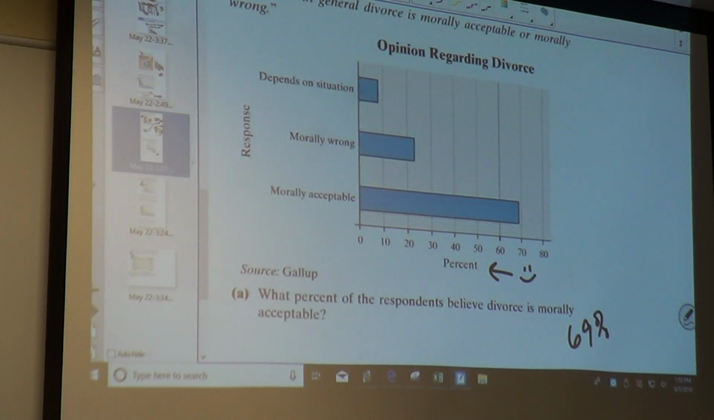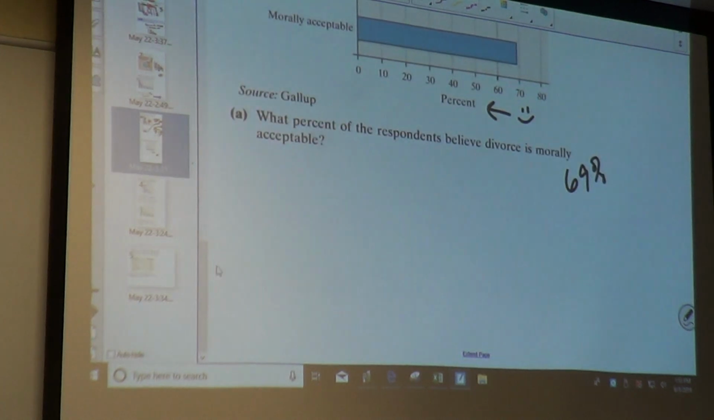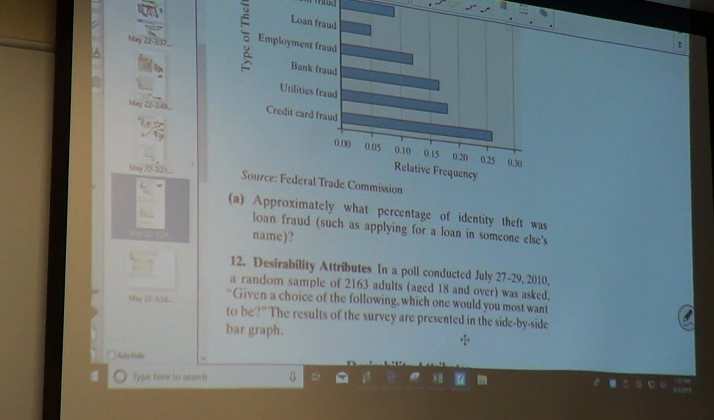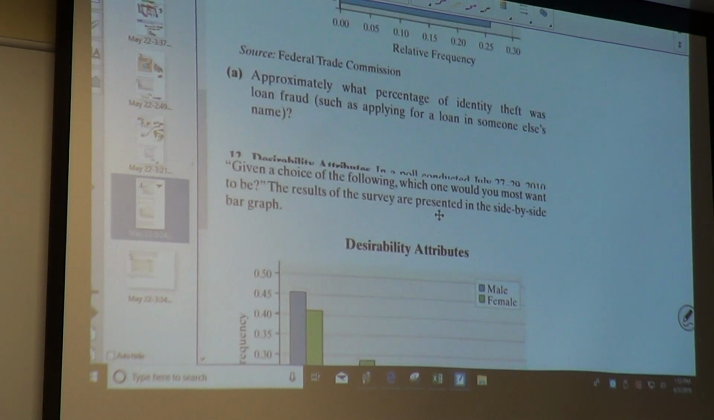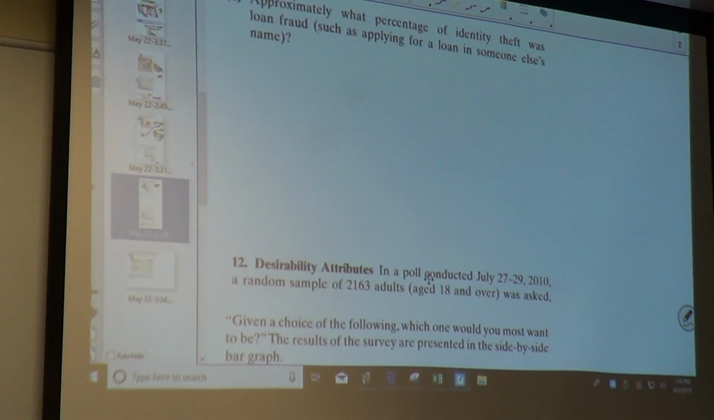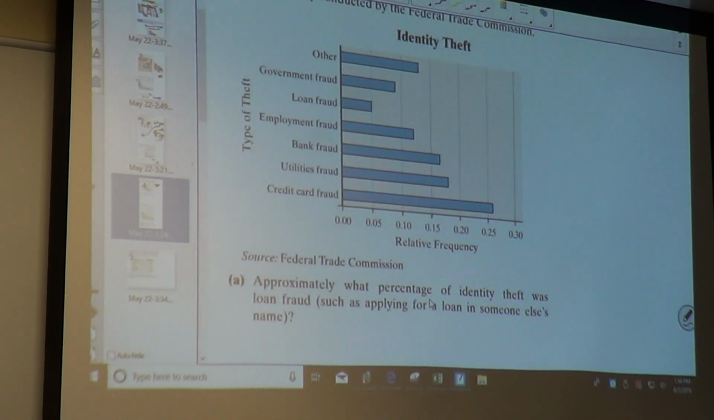So this time we don't have to do part over whole because it automatically gave us the percentage. Approximately what percentage of identity theft was loan fraud? Five %. You may disagree.